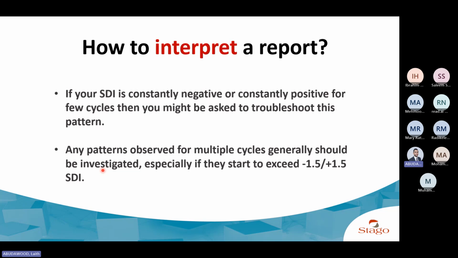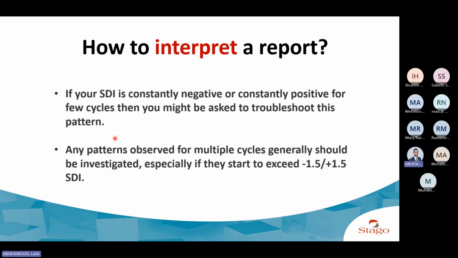Now, this is part of something that you might commonly see. If your SDI is constantly negative or constantly positive, you might have to investigate what's going on. All right, we will come to that part in the coming slides. Generally, you do not have to worry. As a rule of thumb, you do not have to worry about your Z-score or SDI as long as they are within 1.5 and -1.5.